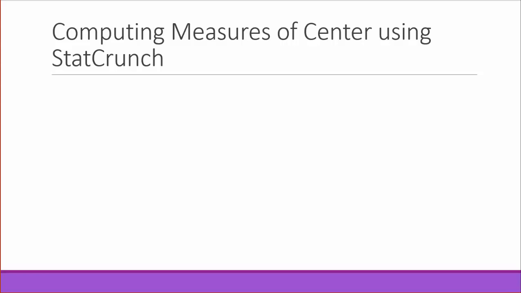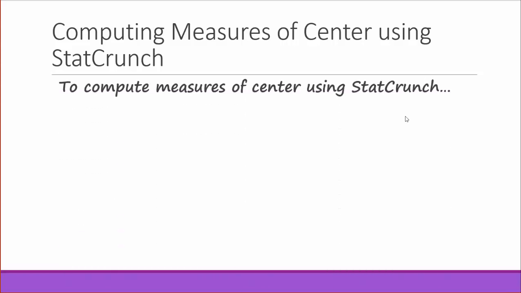So let's talk about how we compute these measures of center using StatCrunch. So here's what we do. To compute measures of center using StatCrunch, first, enter the sample data in var1. Now, sometimes you have to enter it manually, but many times you can use that copy icon and open in StatCrunch.